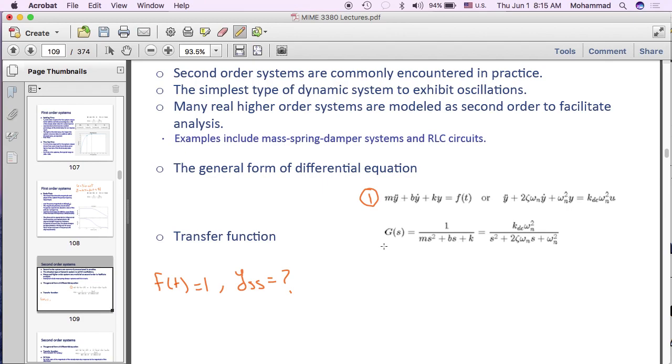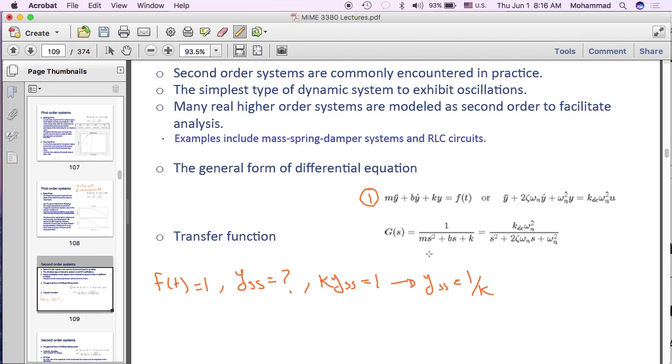Which means y double dot and y dot both have to be equal to 0, which means k times y steady state is equal to f of t, which in this case is 1. So that gives you y steady state of 1 over k, where k is the stiffness of the spring. So it's only the spring that defines the value of steady state displacement. Neither mass nor damping have any effect on the steady state value of the response.